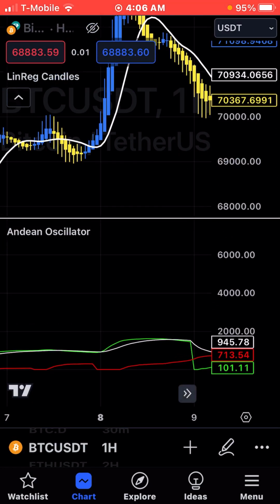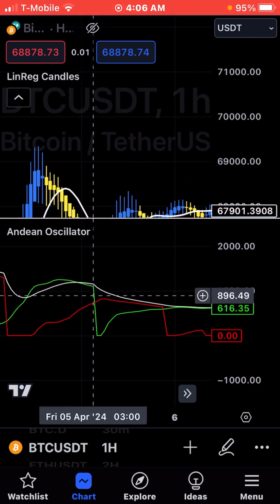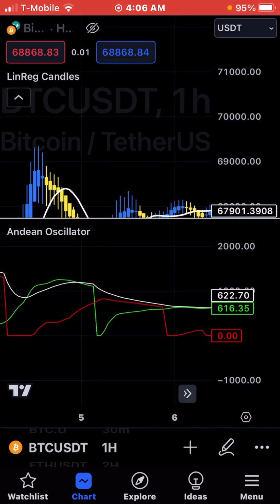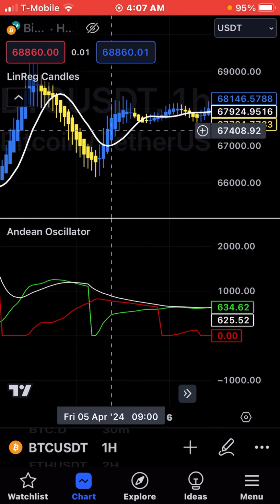What we want to look for is it crossing with the reds and the greens, and whichever one is closer to the finish line here is the one that's winning. And you want to confirm it twice by looking at your linear line and seeing which direction the candle's going. If the candle's above it, it's bullish, so they both need to match.